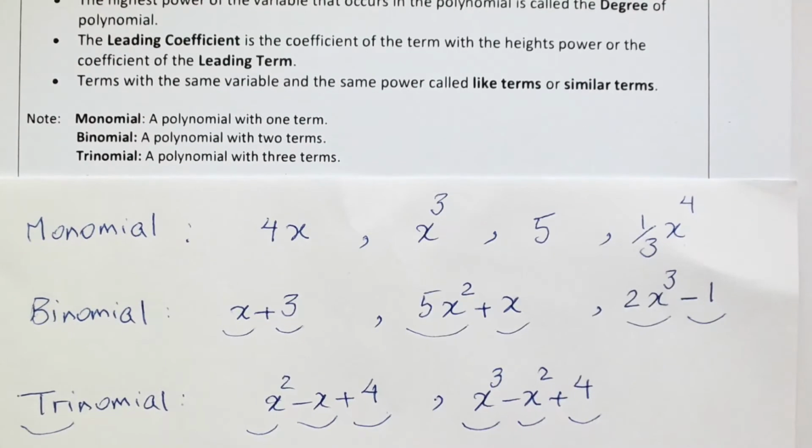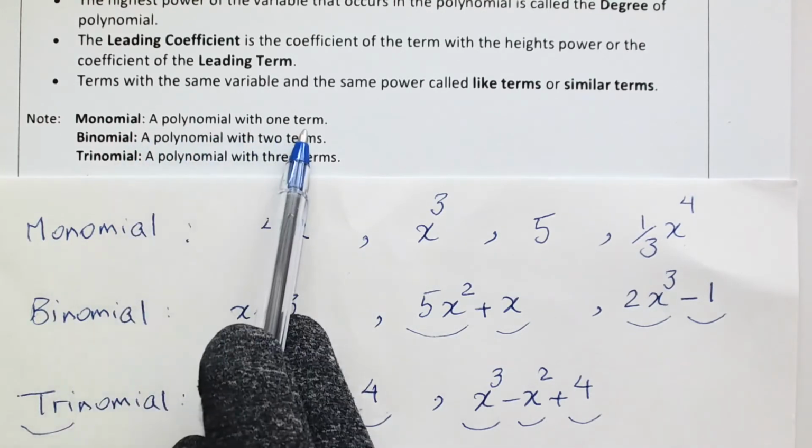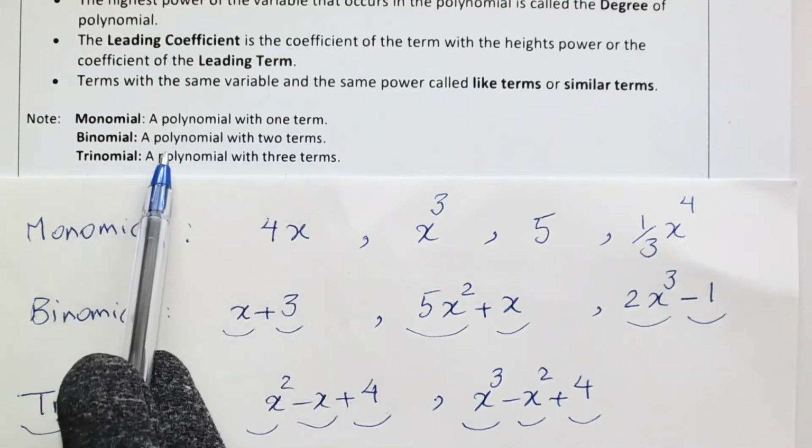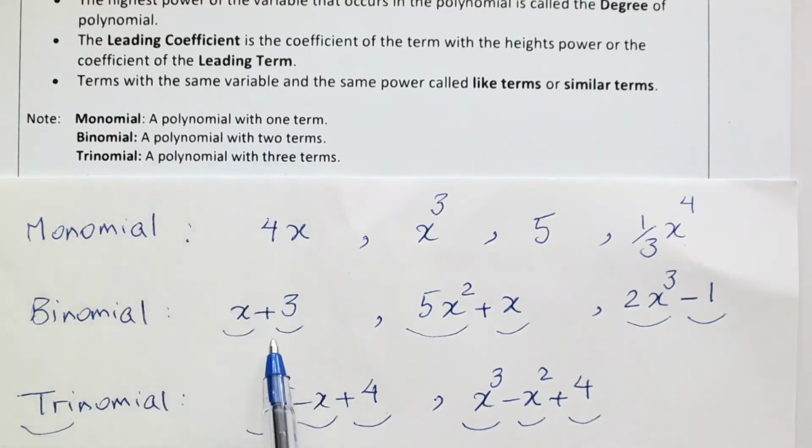Some polynomials have only 1 or 2 or 3 terms. If a polynomial has only 1 term, like these 4 examples, we call it a monomial. A monomial is a polynomial with 1 term. A binomial is a polynomial with 2 terms, like these examples: x plus 3, 5x squared plus x, 2x cubed minus 1. If a polynomial has 3 terms, we call it a trinomial, like these 2 examples.